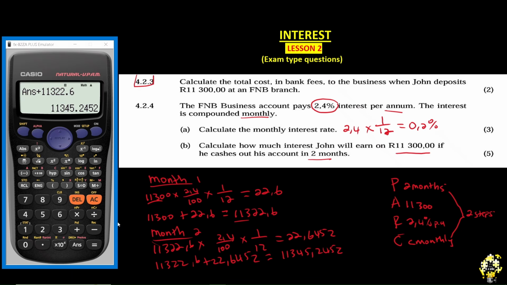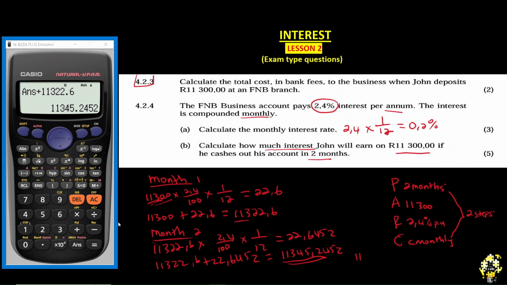Go back to the question. Calculate how much interest. Remember I told you, do they want the total amount after 2 months or do they just want the interest? They want the interest. It's the interest that we're supposed to be calculating. I showed you 2 steps. I told you, don't do the first step. Stick to the second step, which is you take the total amount, you subtract what you initially started with.